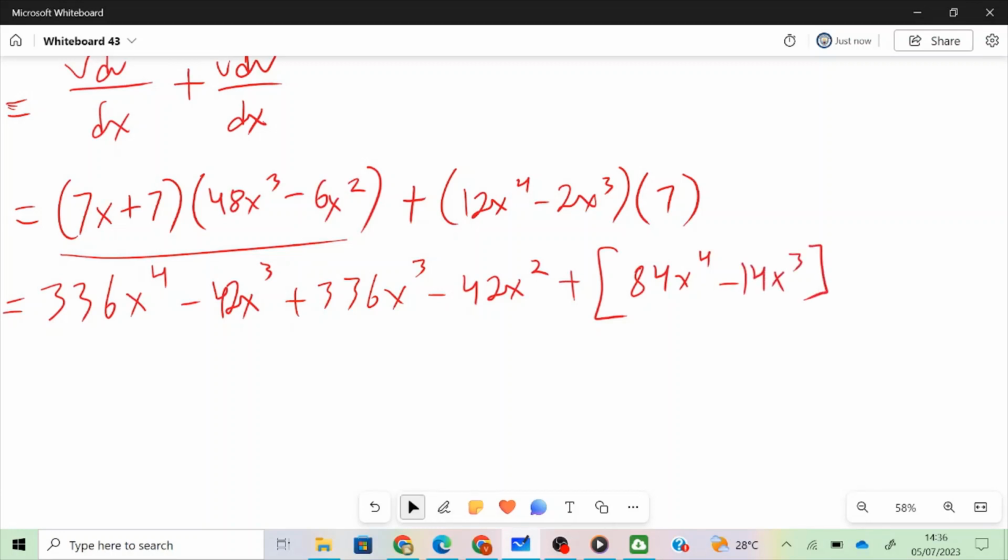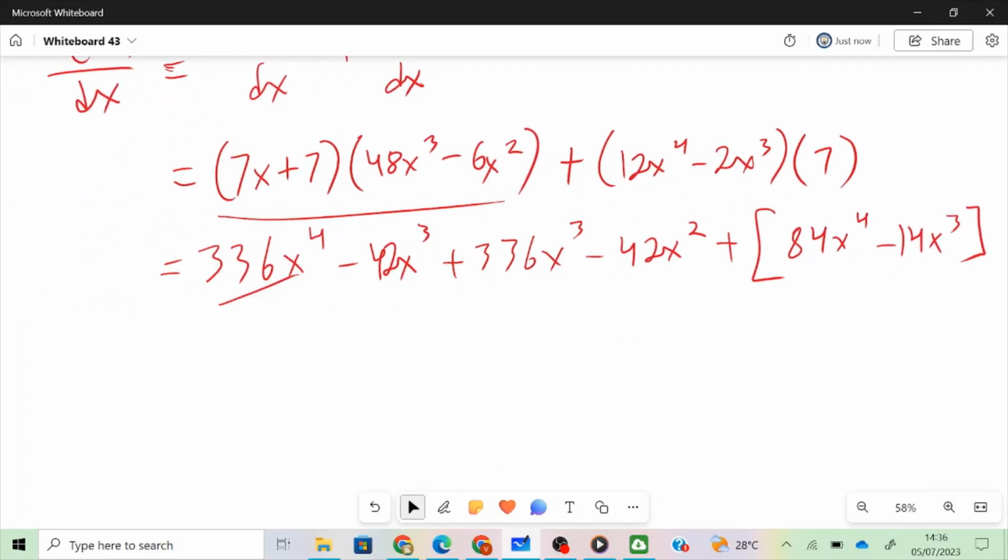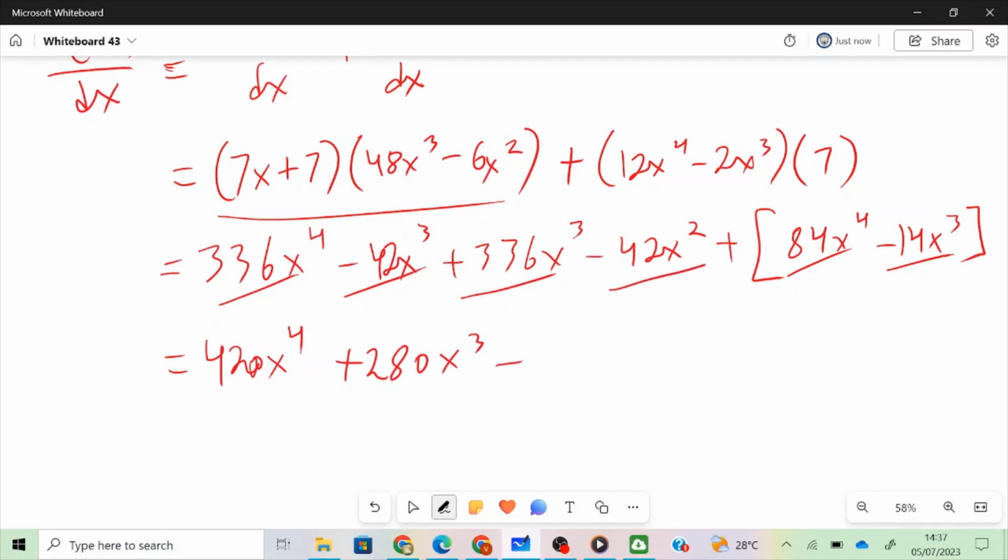So collecting our like terms, we have 336x to the power 4 plus 84x to the power 4, that's 420x to the power 4. We have minus 42x cubed plus 336x cubed, that's 294, and then we have minus 14x cubed as well, so that's plus 280x cubed. And we only have one term to the power of x squared, and that is minus 42x squared, and that is the final answer for that example.